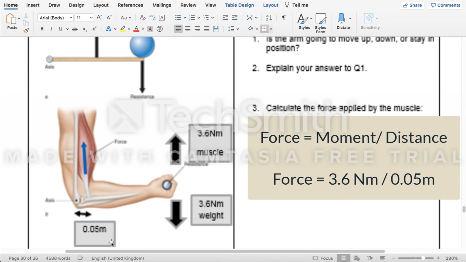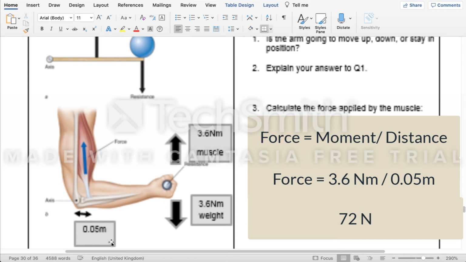And when you get those values, what you're going to get is 3.6 divided by 0.05 meters. And the answer that you should get is 72. If you punch that into your calculator, you're going to get 72. Now, just be careful here because you're not finished.